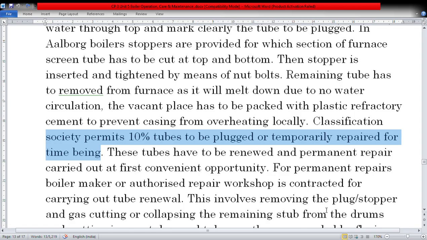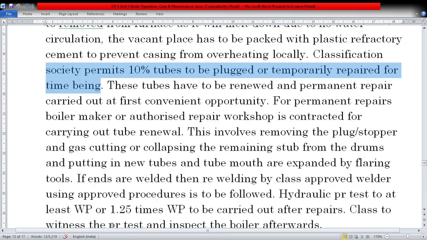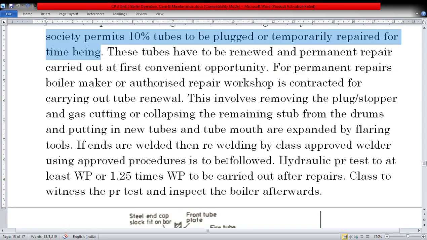This involves removing the plug and stopper, and gas cutting or collapsing the remaining stub from the drums and putting in new tubes, and the tube mouths are expanded by flaring tools. If ends are welded, then re-welding by a class approved welder using an approved procedure is to be followed. Hydraulic pressure test to at least 1.25 times the working pressure.